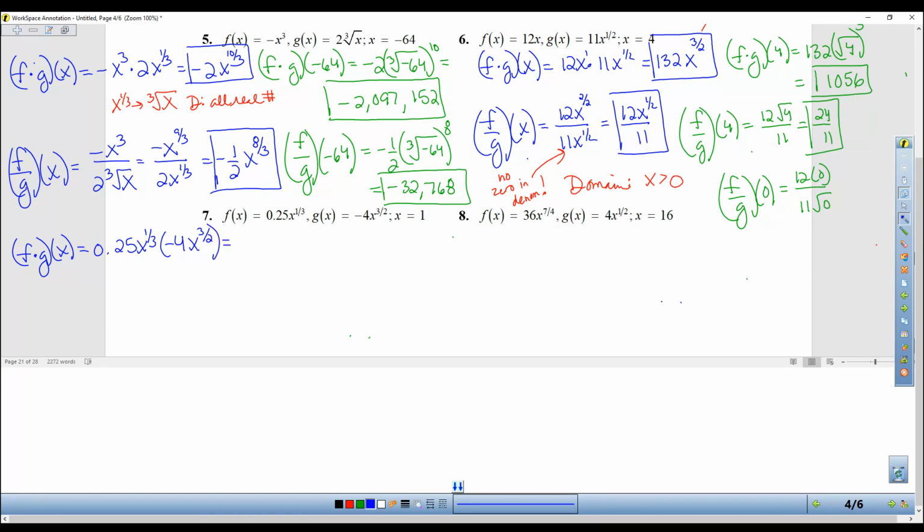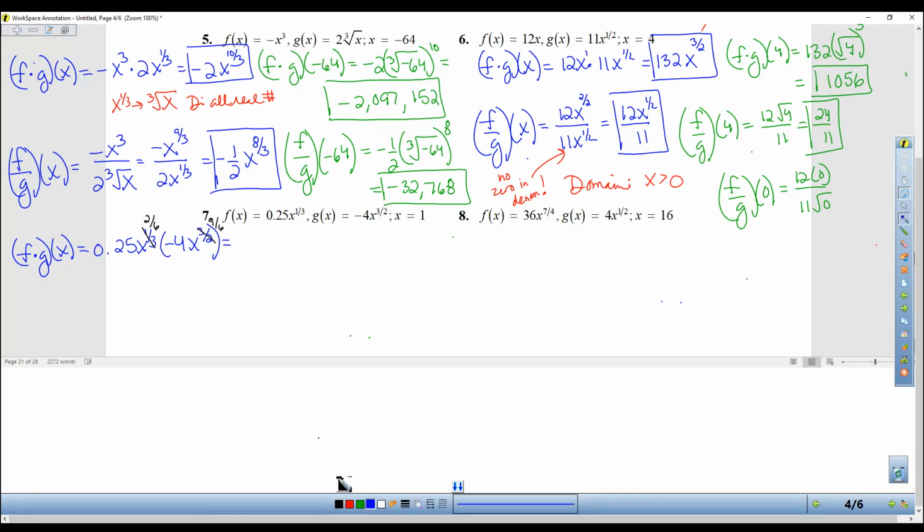Honestly, these problems are so much about your fraction skills. So I have to add 1/3 to 3/2. So how can I do that? I'm going to change them both to 6. So this is 2/6. And then this is times 3, 9/6. That's the only way you're going to be able to do it.